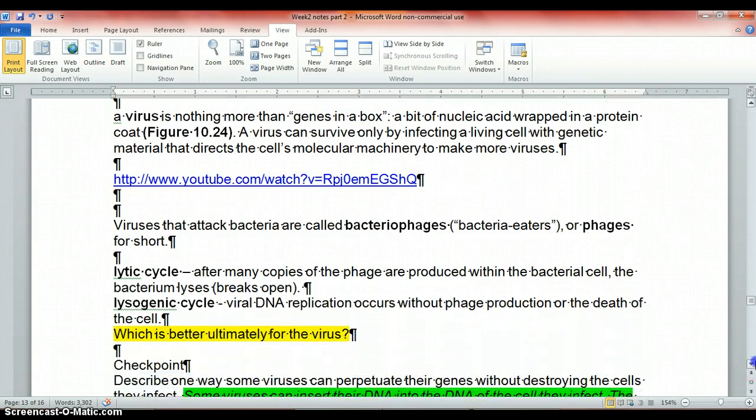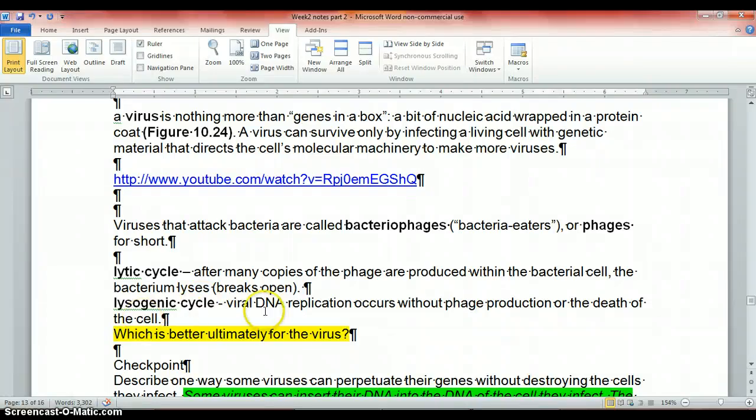Viruses that attack bacteria are called bacteriophages, bacteria eaters, or phages for short. I have a minpin who's just barking. Lytic cycle. After many copies of the phage are produced within the bacterial cell, the bacterium lyses or breaks open. So basically it's just so full of these viruses that it kind of explodes.